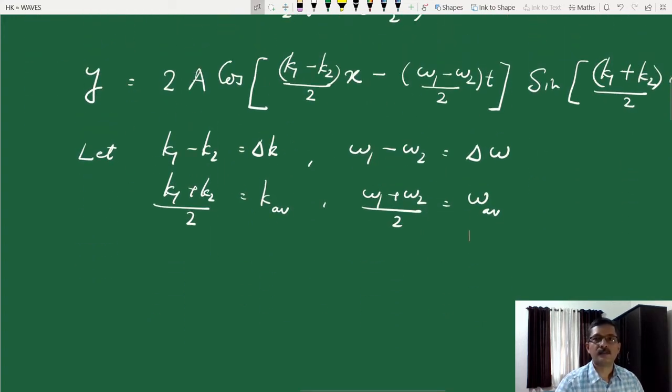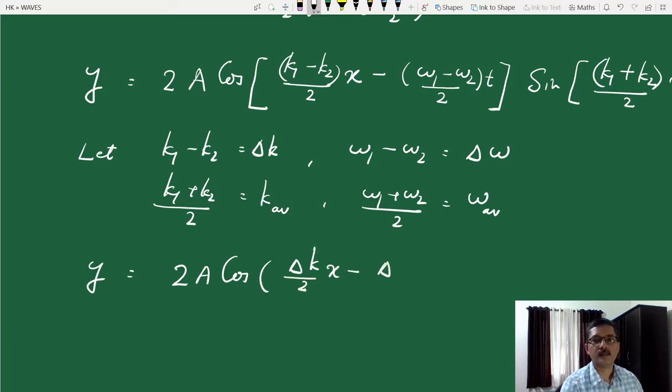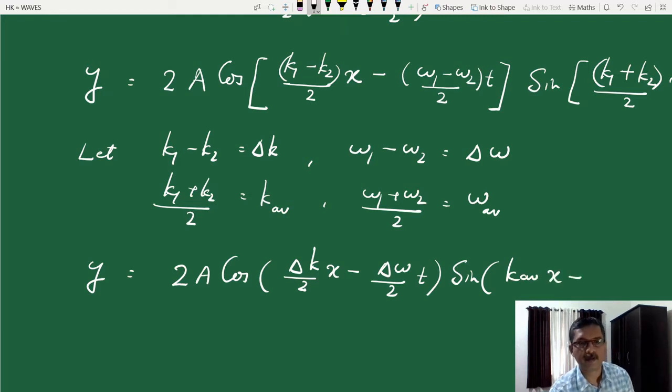Therefore, the resultant displacement or the resultant wave is 2a cos(Δk/2 · x − Δω/2 · t) sin(k_avg · x − ω_avg · t). Including the 2, we have defined (k1 + k2)/2 as k average and (ω1 + ω2)/2 as omega average. This is the resultant wave we have obtained.